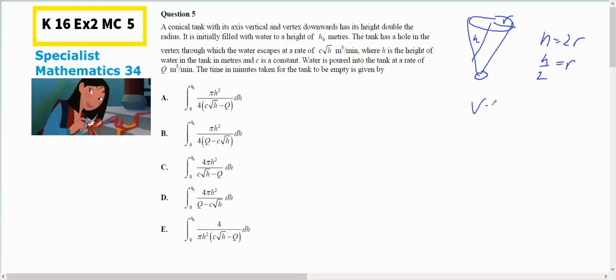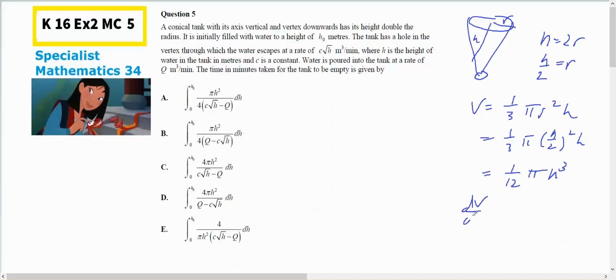So the volume of this flask will be 1/3 pi r squared h, which will be 1/3 pi times h on 2 squared h, which is 1 on 12 pi h cubed. And I think I'll be taking a derivative, so I'll do that now. dV/dh equals 3, so 1 on 4 pi h squared.